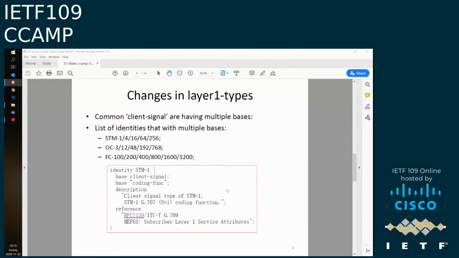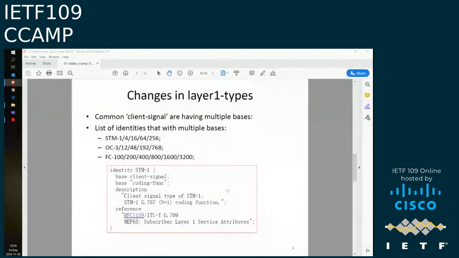So accordingly, to make the model work, we also go back and change the layer 1 types. For the client signal, we have the common client signal identity from both bases, from the MEF and the ITU-T. So there are a list of identities where we need to follow up with multiple bases. We are using STM-1 as an example. For the ITU cases, it is based on the client signal from the layer 1 types, and in the MEF case, we have the coding function for the same identities. So we put different references here, and they refer to the specification in ITU and the MEF respectively.